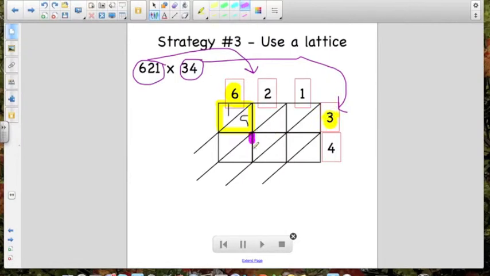This box would be the product of 2, because it's the number above it, and 4, because it's the number to the right of it. So that's kind of the way this works. I'll erase those so we can play it out and see how this works.